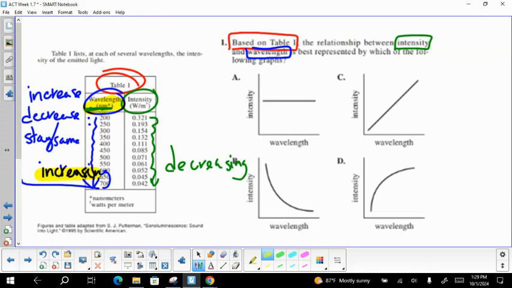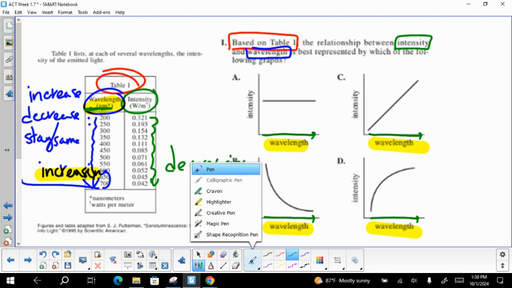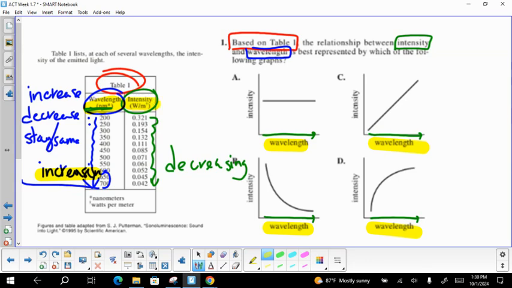I want to find one of these where it says that wavelength is increasing. So as wavelength increases, to show increasing on wavelength, this would be increase. This would be increase. So as the line goes in that direction, what is happening to the intensity? We're looking for one that's going to decrease. So as I move from left to right, which line decreases?